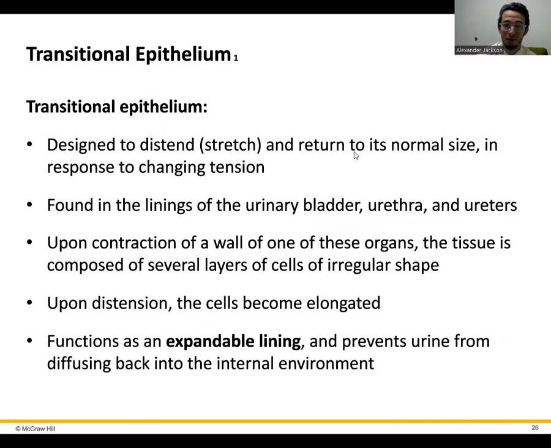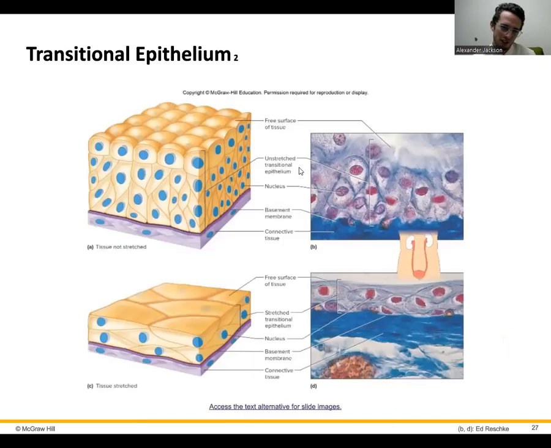And I said last the last time, but this is actually the last one. Transitional. This one's also very uncommon, but it's kind of cool. It's found in your ureters and your bladder.